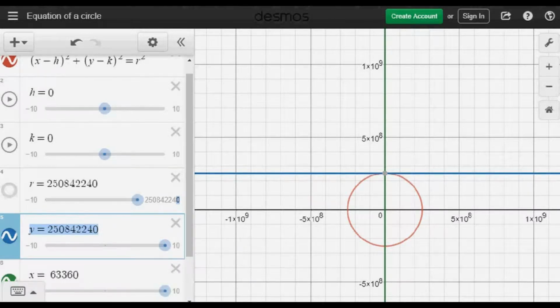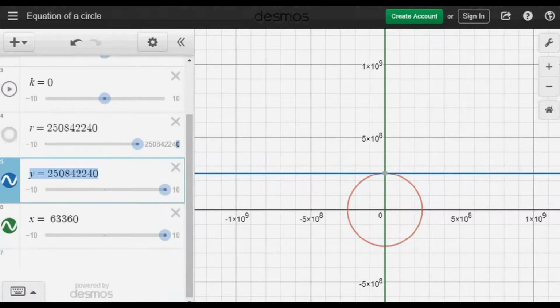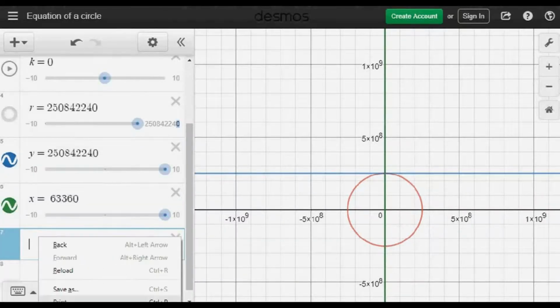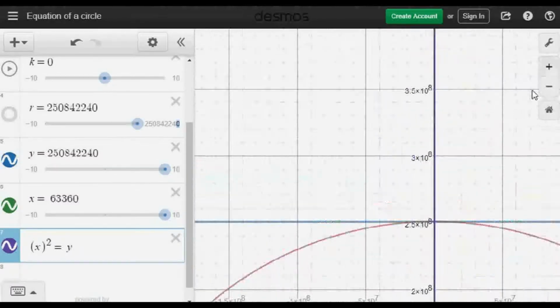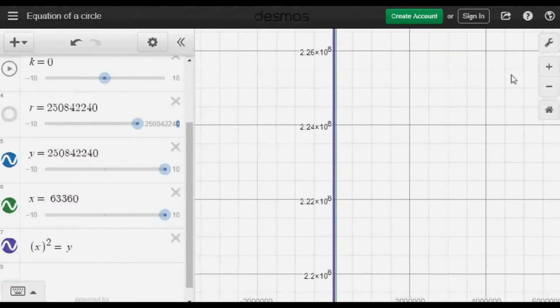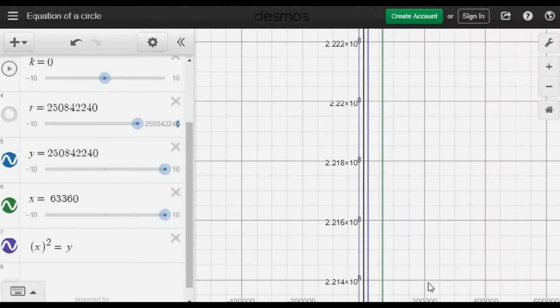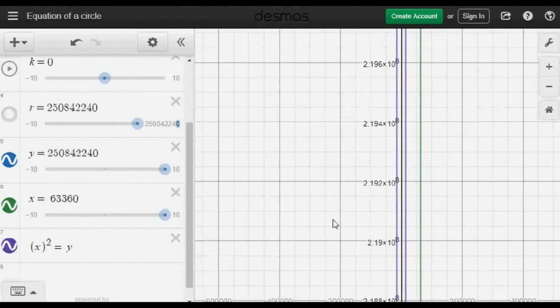A parabolic equation, this is an example of one right here. That's x squared equals y, an example of a parabola. Since we're so far zoomed out, this is a really steep curve and it's hard to recognize it, but when we zoom in here, we can see that it's a parabola.